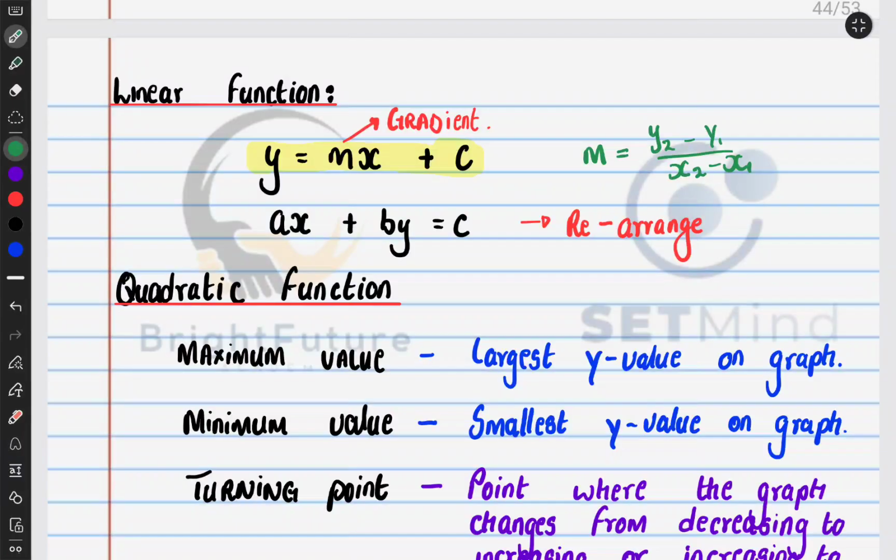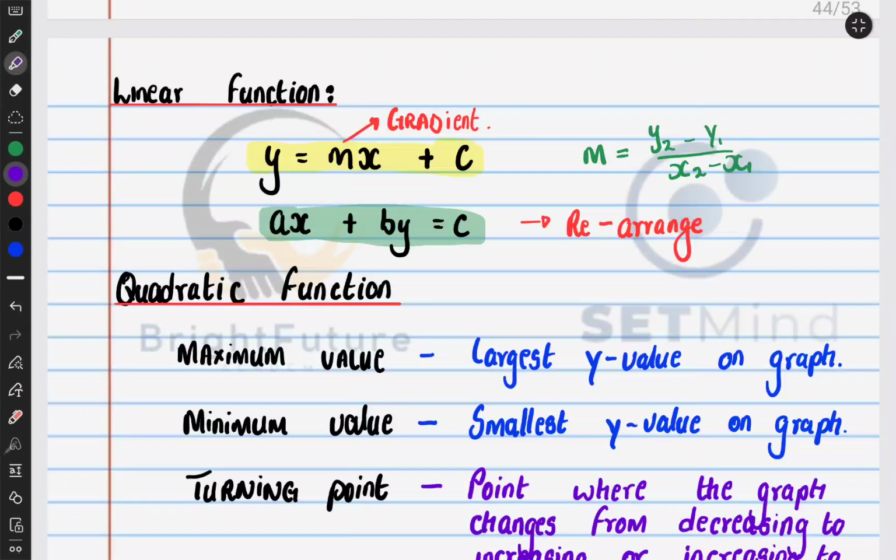And then another formula that you will see going forward is of this form, which is ax plus by is equal to c. Most normally what you're going to do with this form is rearrange it and make y the subject of the formula, and then whatever value you find as the coefficient of x, that is going to be your gradient. So always, the coefficient of x is our gradient.